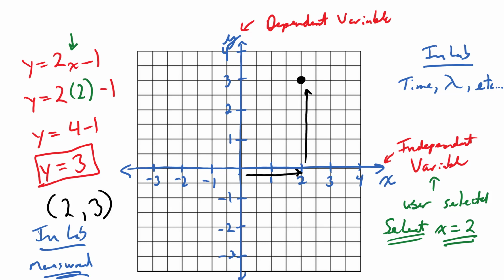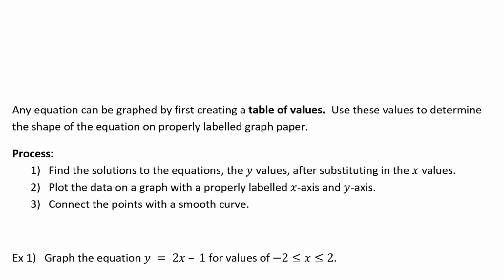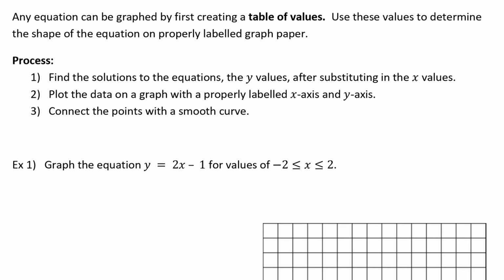Now let's actually graph an equation. If we want to graph an equation, what we would like to do is create what's known as a table of values. So I select a number of independent variables, and I solve for the dependent variables. You can see down here, I've asked you to graph this equation, and I've given you the range for my x value, my independent variable. I want you to graph it between -2 and +2. Let's go through the process.